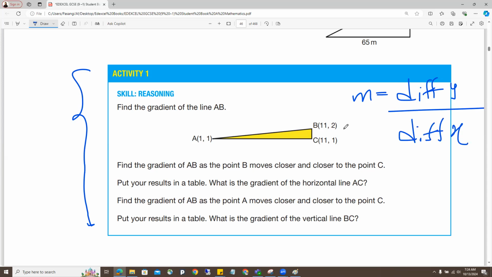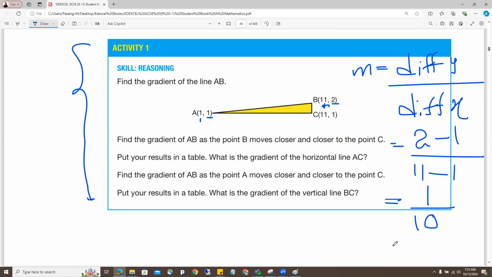So the difference of y coordinate means 2 minus 1, because here we have 2, here we have 1. 2 minus 1 should be divided by 11 minus 1, since the x coordinates are 11 and 1. So what is the value? 2 minus 1 is 1. 11 minus 1 is 10. That means the final answer is 0.1.